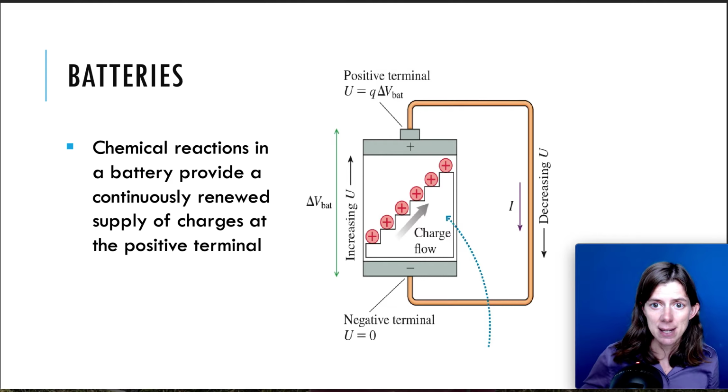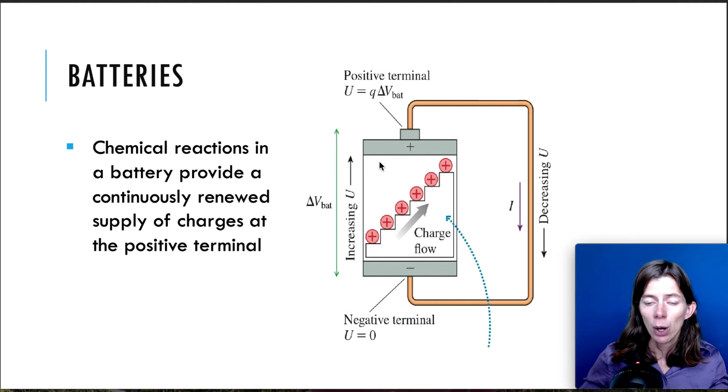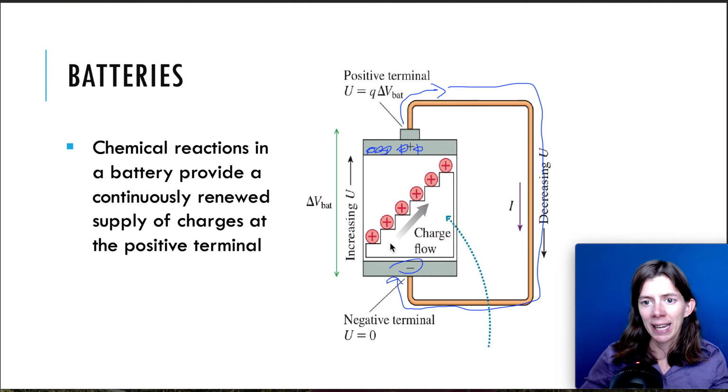Let's start off this video with a little bit about batteries. What happens inside a battery is that there are electrolytes and chemical reactions occurring that are able to separate the positive and the negative charges. In essence, you have a continuous supply of charges at the positive terminal. All the positive charges can accumulate on top, all the negative charges at the bottom, and by keeping them separated due to the chemical reactions, these positive charges are going to go through the circuit all the way back to the negative terminal.